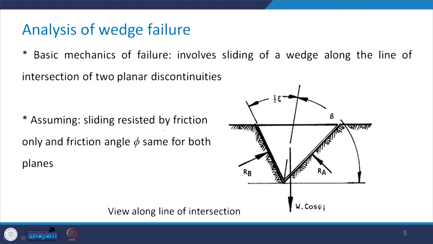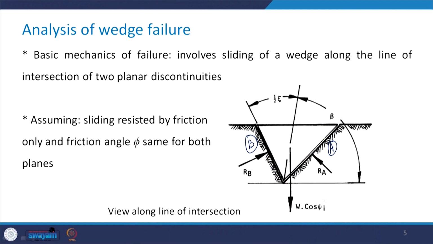Now, the basic mechanics of failure once again involves the sliding of the wedge along the line of intersection of these two planar discontinuities. We need to assume that the sliding is resisted by friction only, and that the friction angle phi is the same for both planes, be it plane A or plane B. This we are doing for the sake of simplicity, but methods are now available. If you have different friction angles for these two planes, that also can be taken care of.